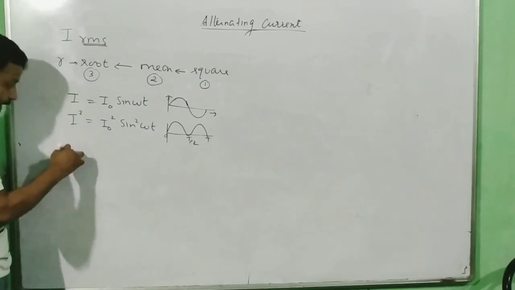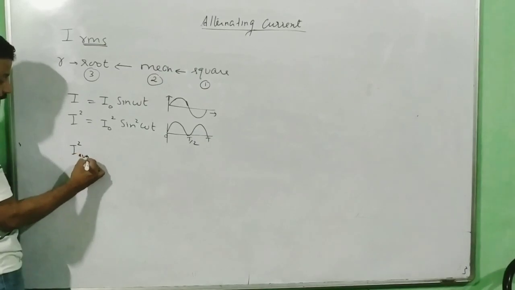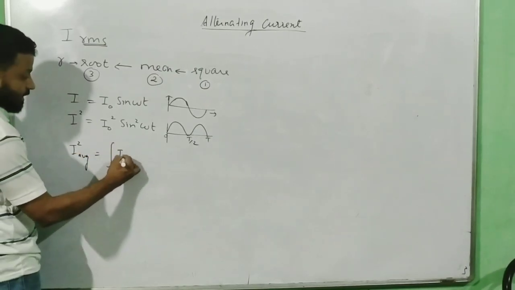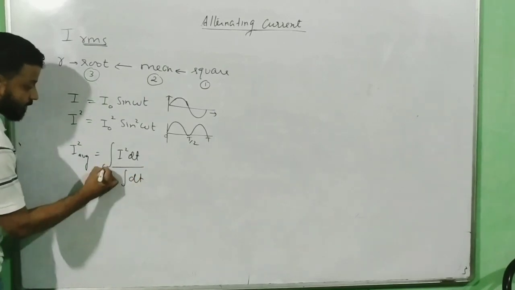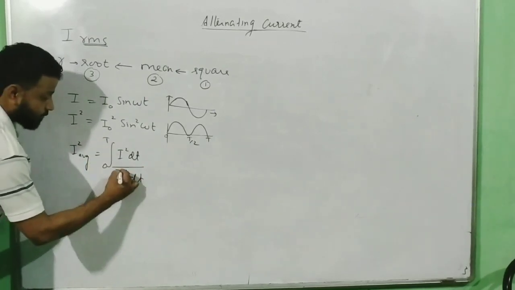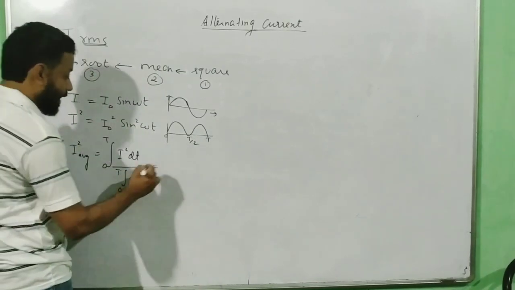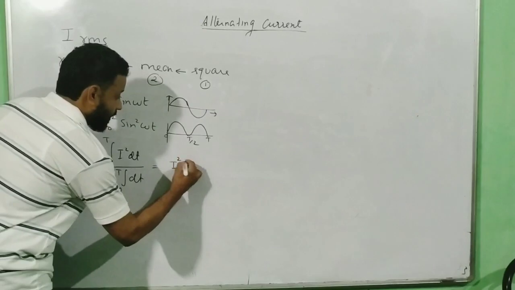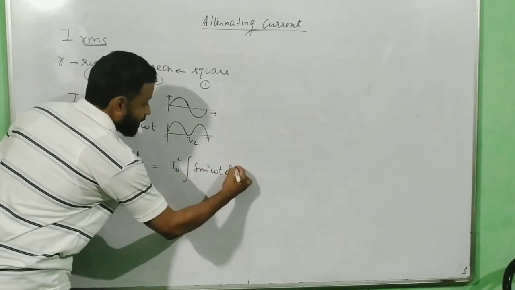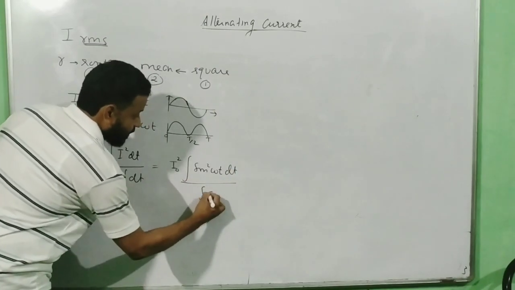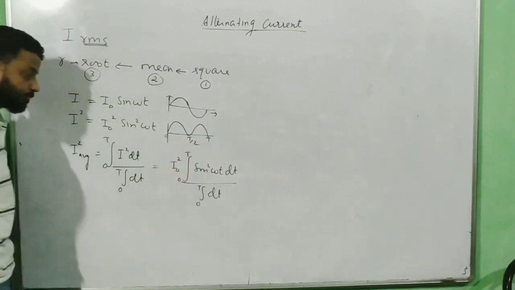Now write the formula. If I have to find the average of this function, the formula says integral of I square dt divided by integral of dt, from 0 to T, and this also from 0 to T. Now write the formula for I square. I square is I naught square sine square omega t dt, divided by integral of dt, from 0 to T.